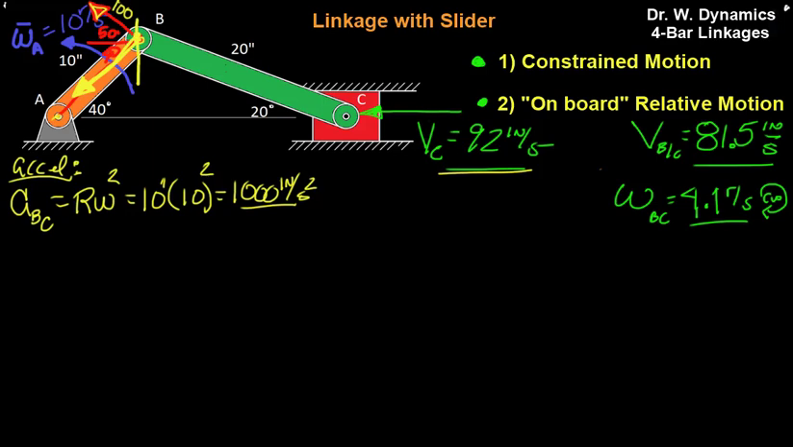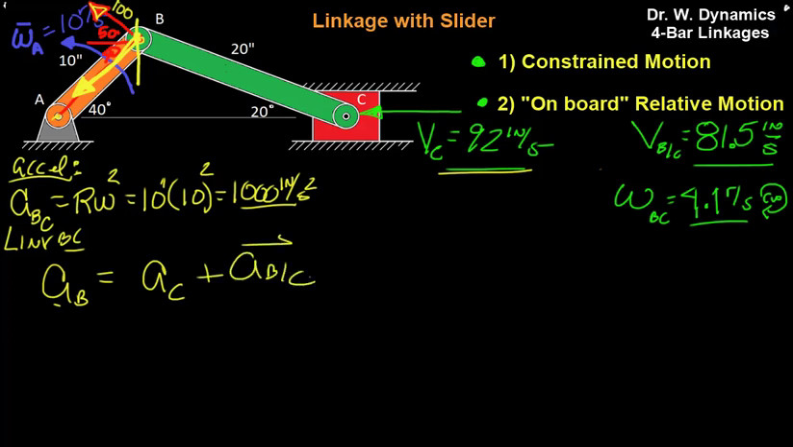So step 2, write the relative motion for link BC. So for link BC, we can say the acceleration of B, which we know, is equal to the acceleration of C plus the acceleration of B with respect to C. And this is done vectorially also. And again, let me make a small sketch here.